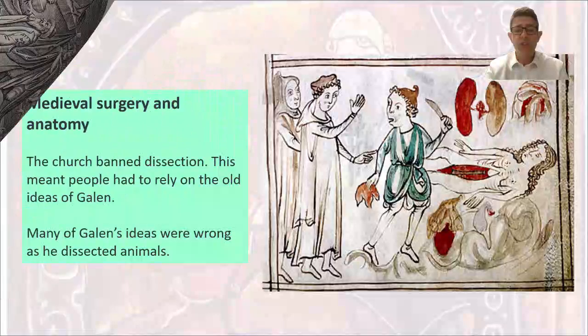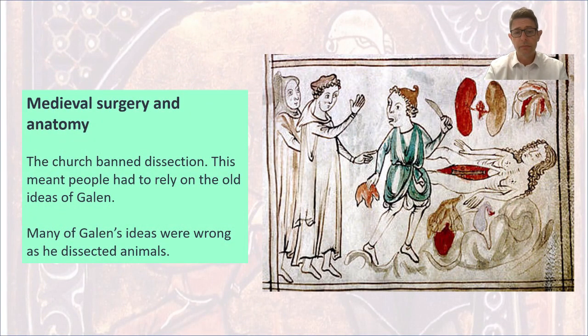Now, progress was slow. The church banned dissection of human bodies. They didn't like bodies being interfered with after death, so it was interfering with God's creation and the afterlife. So therefore, people could not question Galen's ideas of anatomy. They could not check whether things were correct. So people still relied on Galen's ancient books, which were mainly based on the anatomy of animals.